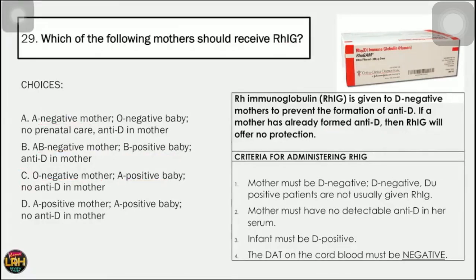Other criteria for administering RHIG besides a mother being D negative, a mother with no detectable anti-D: the infant must be D positive, and also the direct anti-human globulin test of the cord blood must be negative.